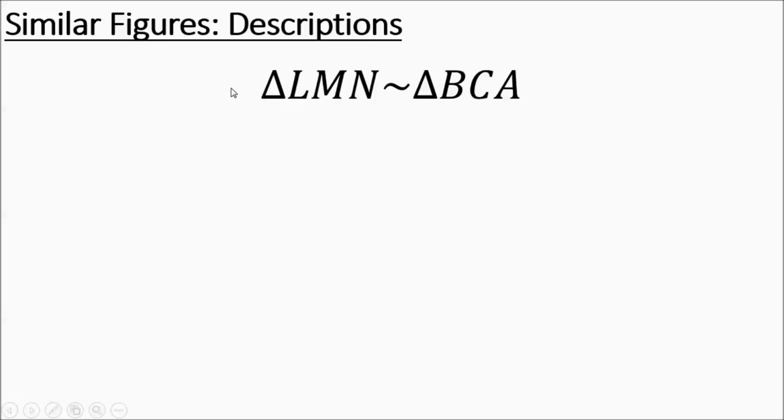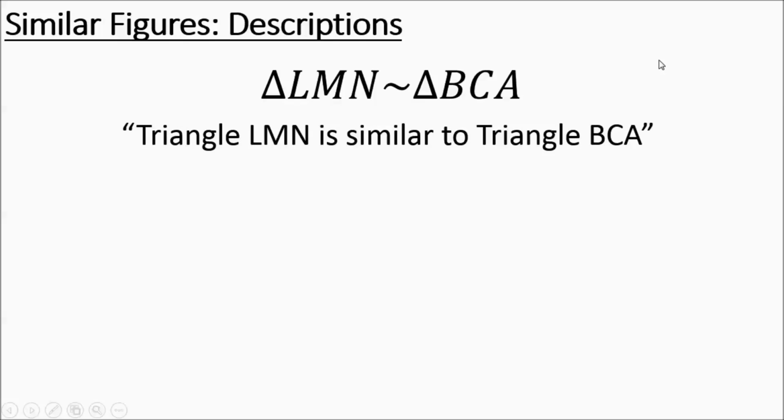Okay, moving on. Similar figures based on descriptions. This statement, a lot of kids have a hard time reading this statement. We need to make sure we understand how to read this. This says triangle LMN is similar to triangle BCA. That's the first thing you need to understand.